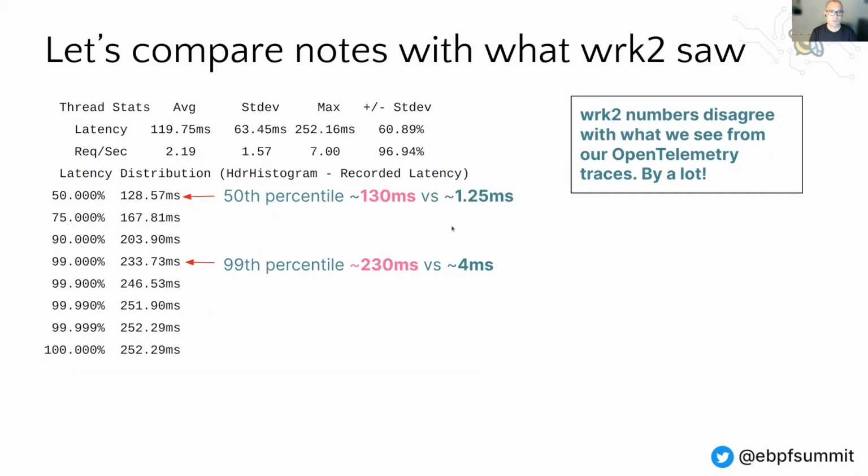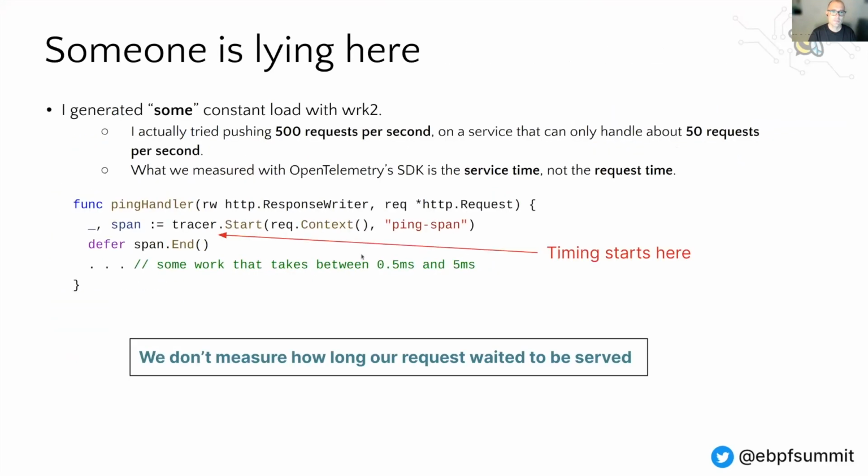Now let's see what Work2 reported in this case. It's quite different, and much more different, in fact. We have a 50th percentile that's 100 times more than what we expected from the metrics, and the 99th percentile is 50 times more. What's going on here?